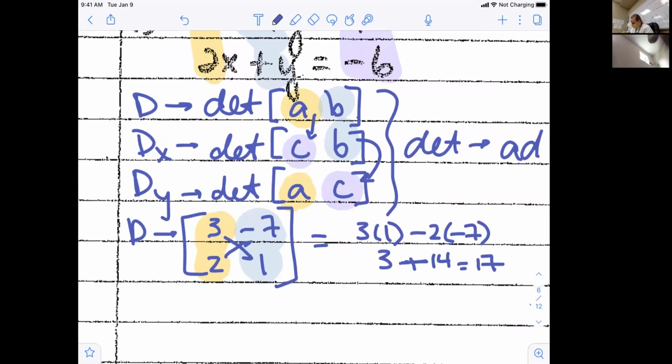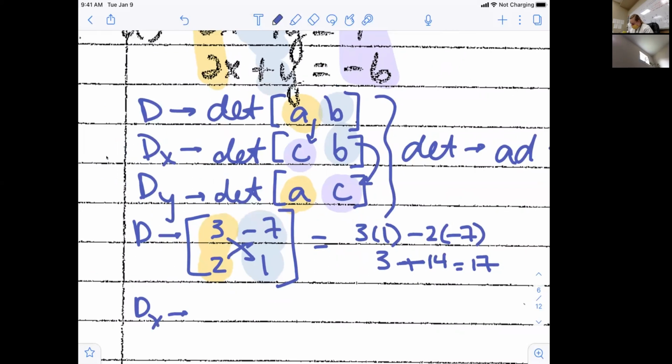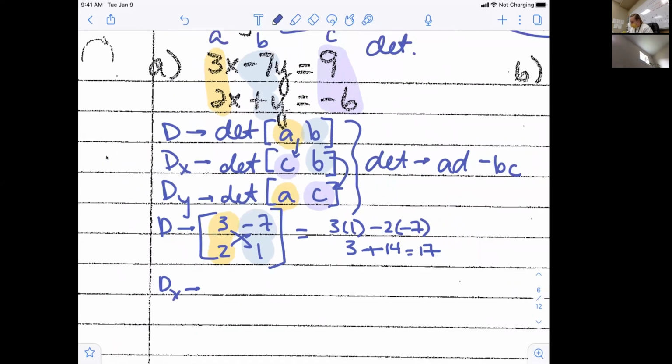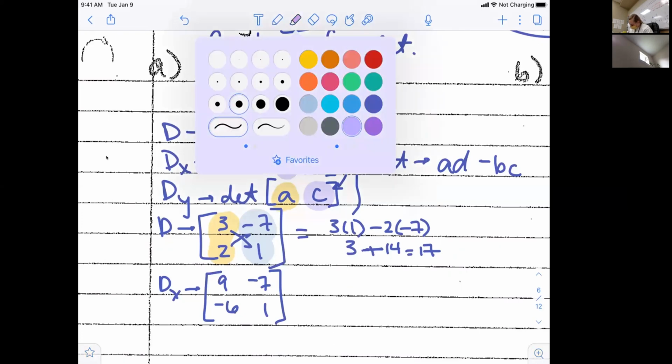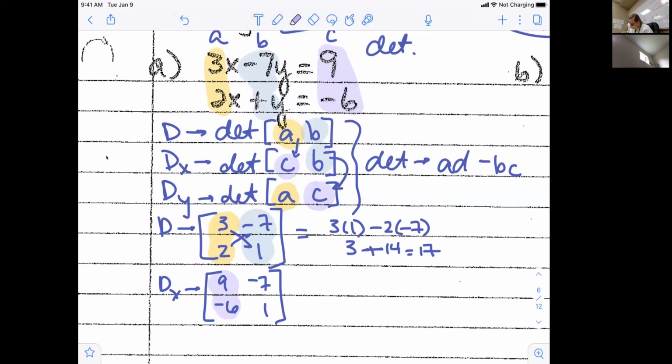So D equals 17. All right, now I'm going to do dx. That now is my column C and then b. So it goes 9, -6, and then b, which is -7, 1. Again, c goes first, b goes second.